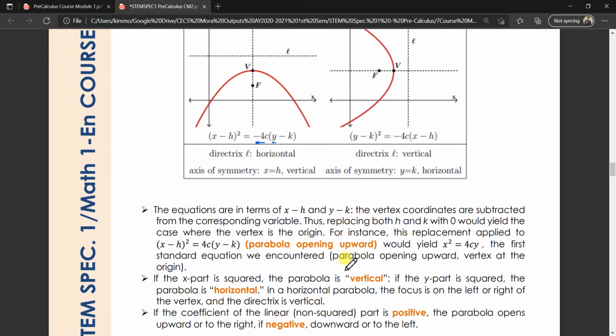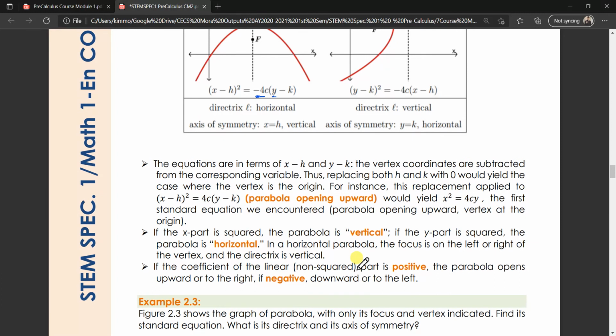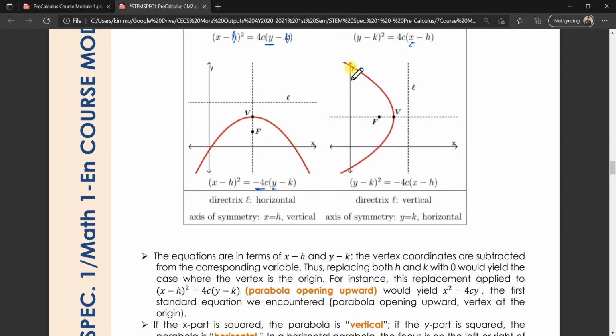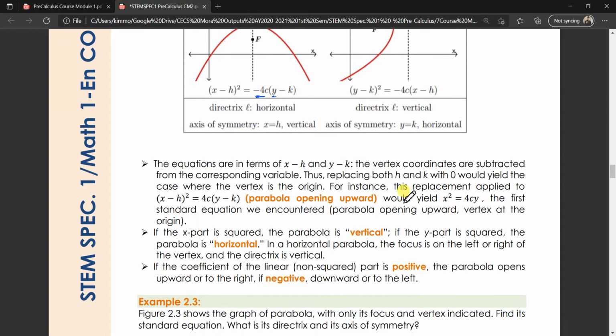And in a horizontal parabola, the focus is on the left or right. If the y part is squared, then the parabola is horizontal. Earlier, if the x part is squared, then the parabola is vertical. But when the equation of our parabola has the y part squared, it is opening horizontally, so it can be to the left or to the right. So how can we determine if it is opening to the left or right?